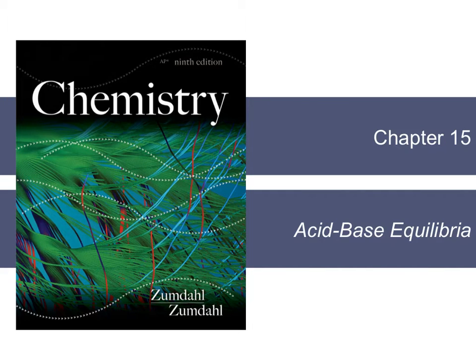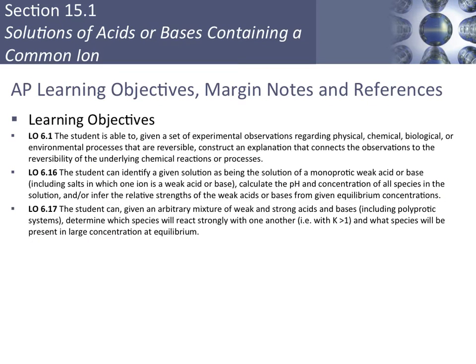Chapter 15 is about acid-base equilibria, and Section 1 is about solutions of acids or bases containing a common ion. Again, in this section, we will be calculating pH, determining the species that will react, and looking at the concentrations at equilibrium.